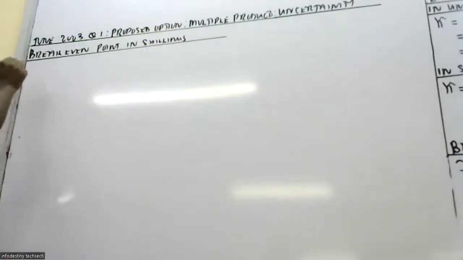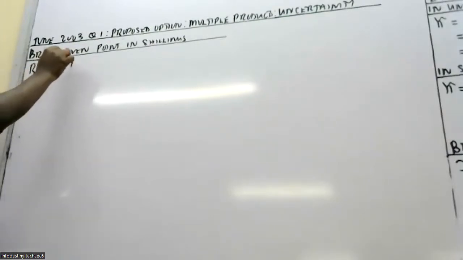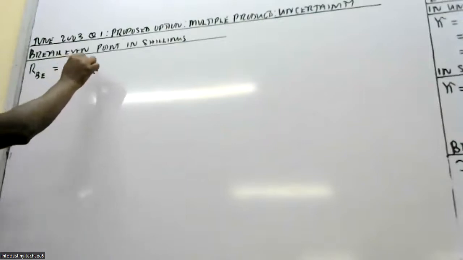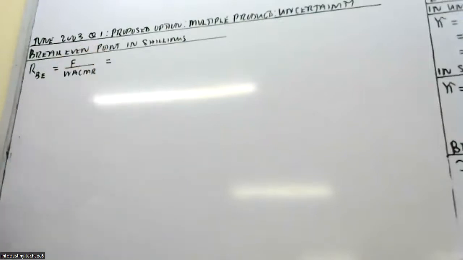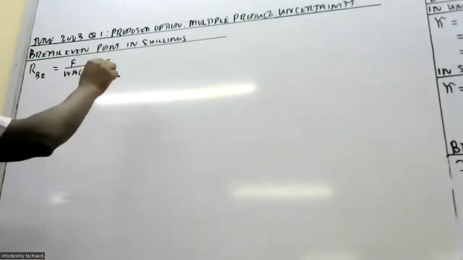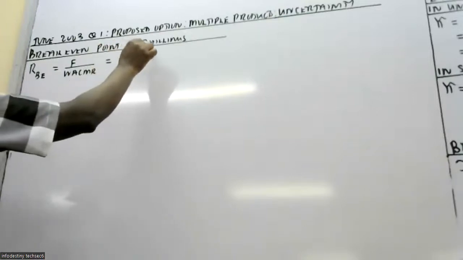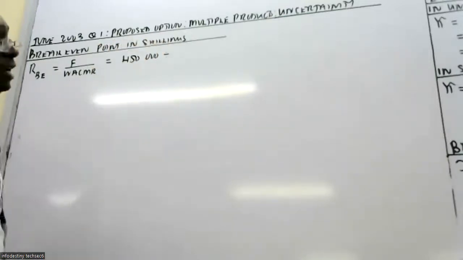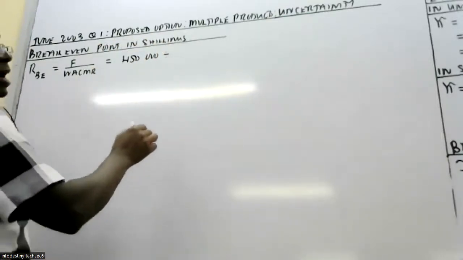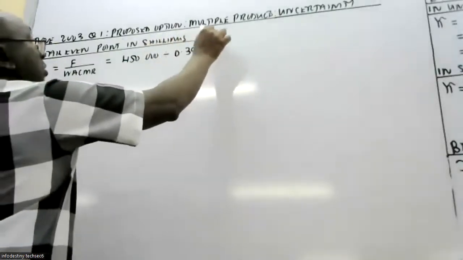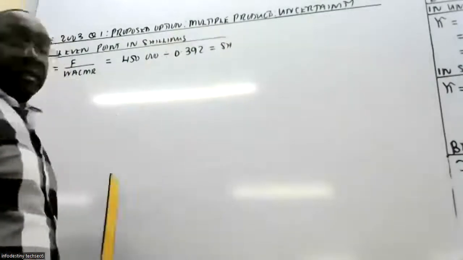The break-even point in shillings, RBE, is given as F. You divide by WACMR. So sasa hii itakuwa 450,000. You divide it by our WACMR. It was 0.392. So the answer would be in shillings.